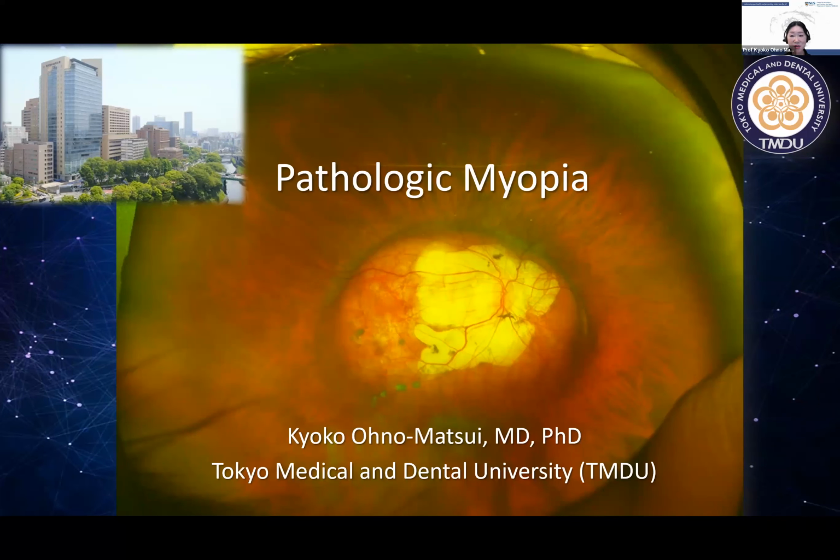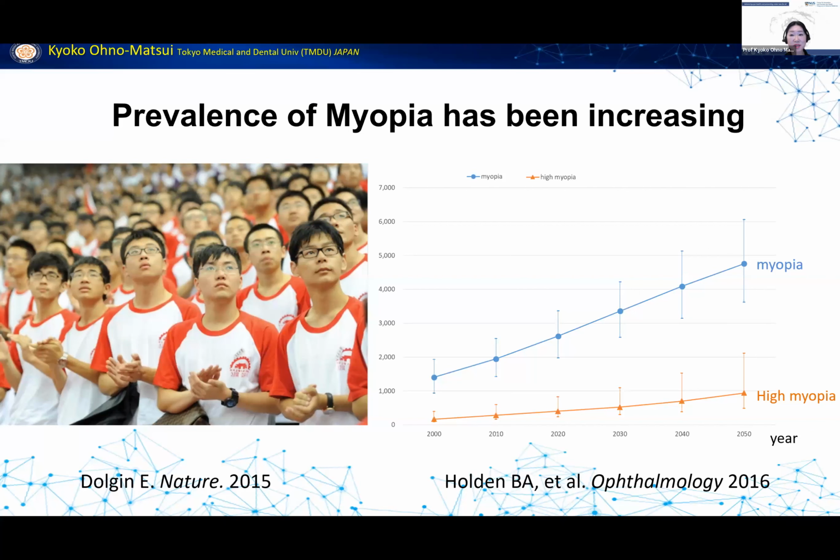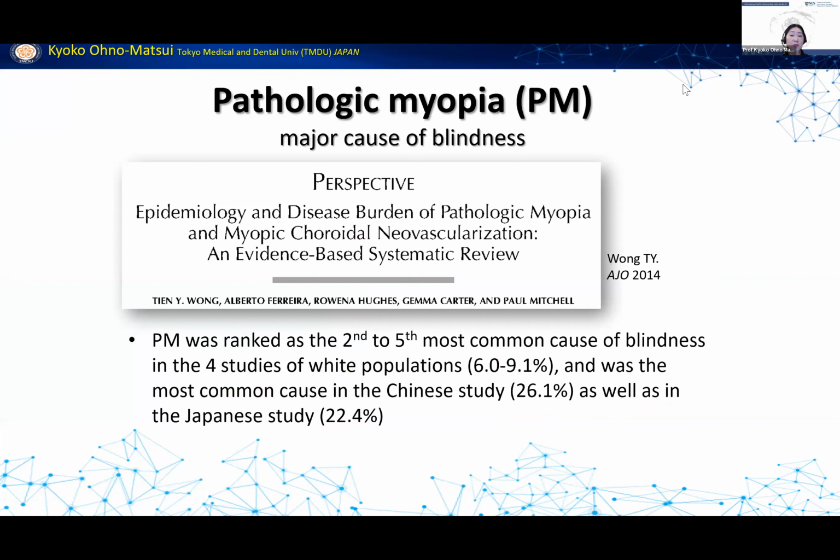Hi, everybody. Today I'd like to talk about pathologic myopia. The prevalence of myopia has been increasing worldwide, especially in East Asia. The right graph shows a prediction that by 2050, half of the entire population in the world will become myopic, and 10% of the world population will become highly myopic if the current trend continues. And most myopic patients maintain good corrected vision. However, pathologic myopia is a major cause of blindness.